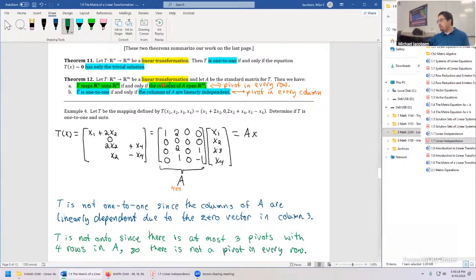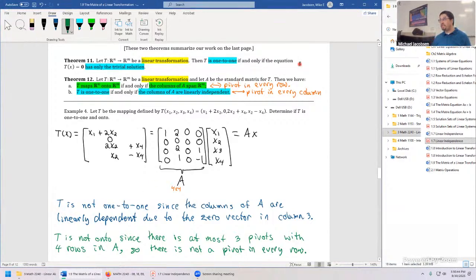I didn't relate it to the column spanning because they're really equivalent kind of concepts. So if you just decide to end your discussion on there's not a pivot in every row, therefore it's not onto, that'd be a fine way to answer that question there. If you want to bring in it's not spanning, that'd be just fine. That's kind of what we did with this one. There's not a pivot in every column, so it's not linearly independent, which means it's not one-to-one.